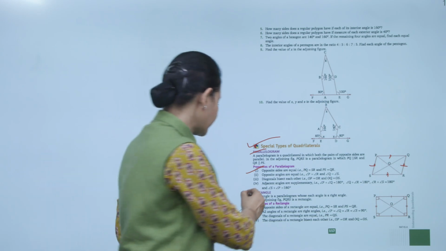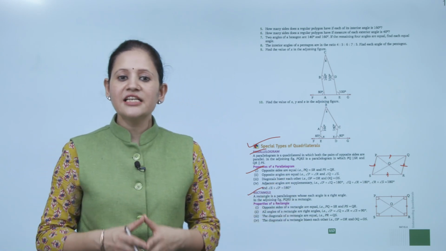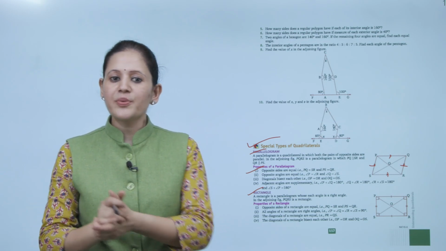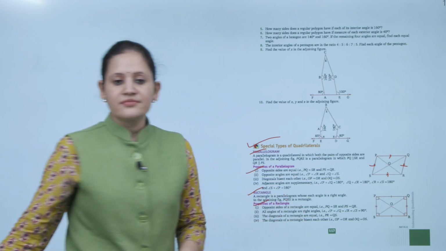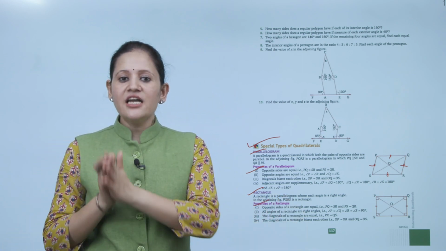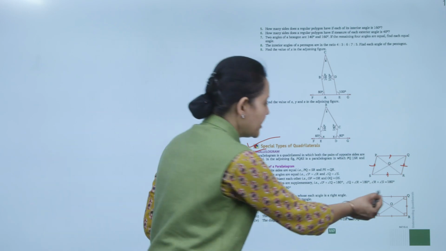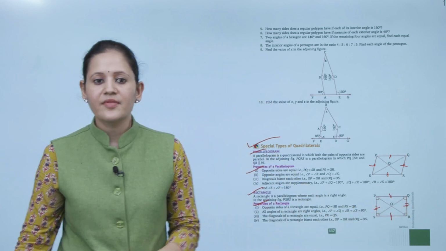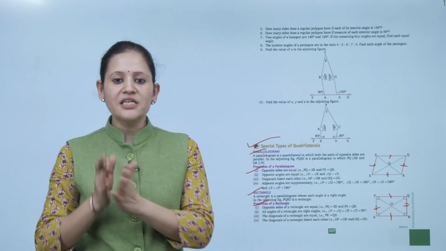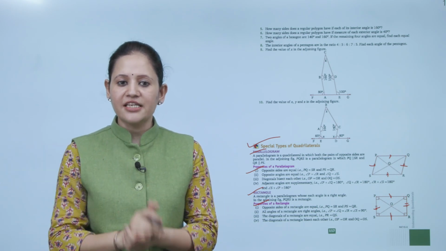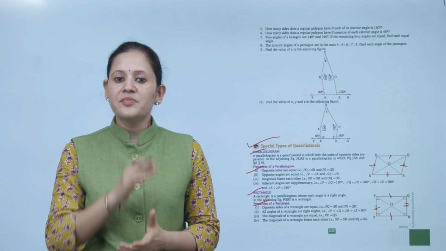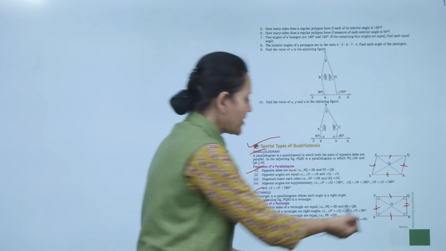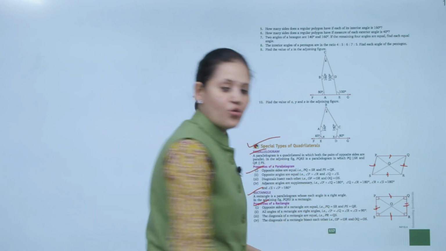Next is the rectangle. A rectangle is a parallelogram whose each angle is a right angle. In the adjoining figure, PQRS is a rectangle. Properties of a rectangle: opposite sides are equal, meaning PQ equals RS and PS equals QR. All the angles of a rectangle are right angles, meaning angles P, Q, R and S are 90 degrees. The diagonals of a rectangle are equal, meaning PR and QS are equal. The diagonals of a rectangle bisect each other, meaning OS equals OQ and OP equals OR.